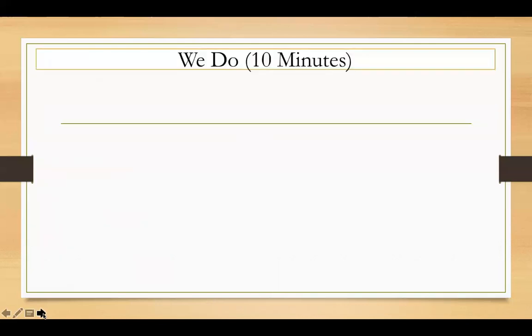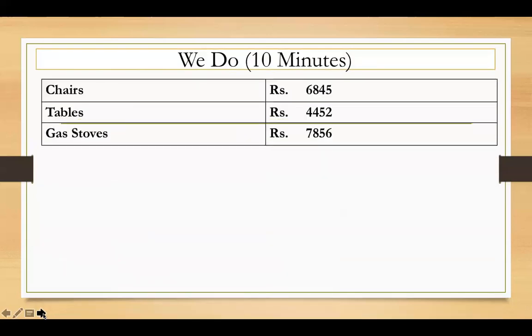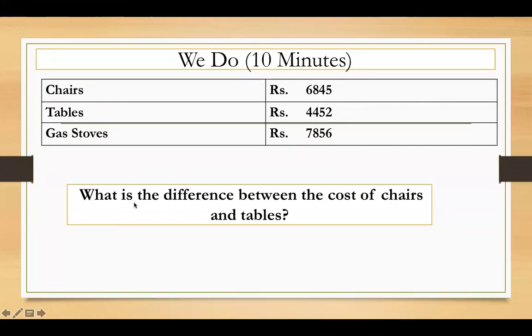Now, this you have to do with the help of your family members. Take help of your cousins, your father, or if you don't understand, then you call me and I'll help you. So the first question is, what is the difference between the cost of chairs and tables? Difference is the keyword here, which you have to write down in your notebook. Difference means you are going to do minus, you will subtract.